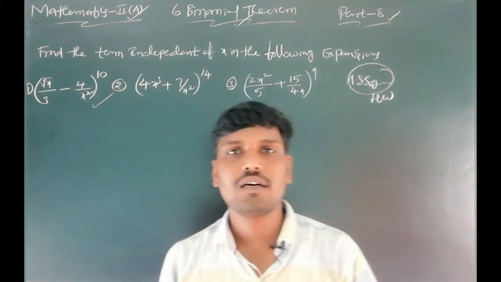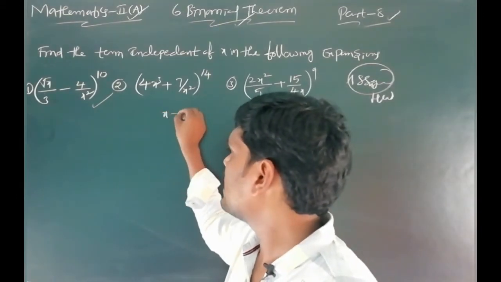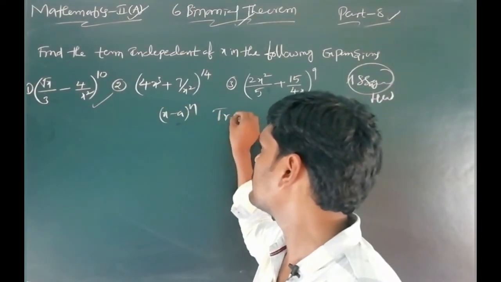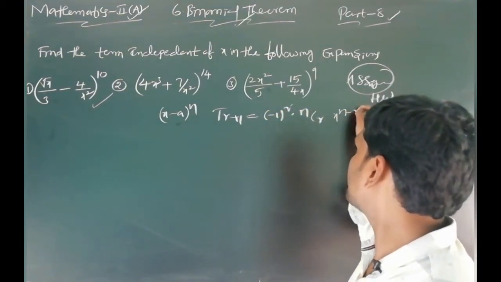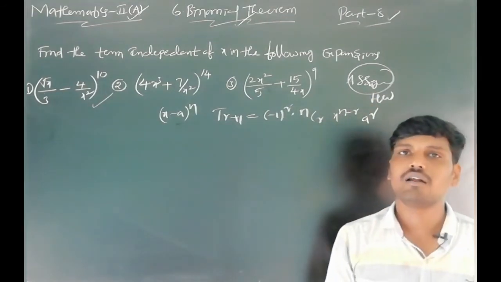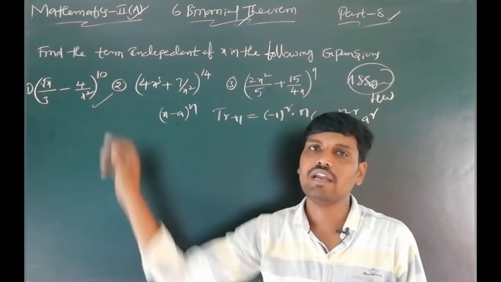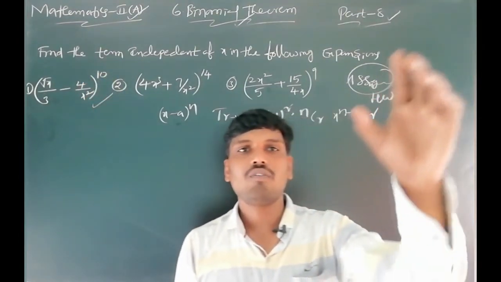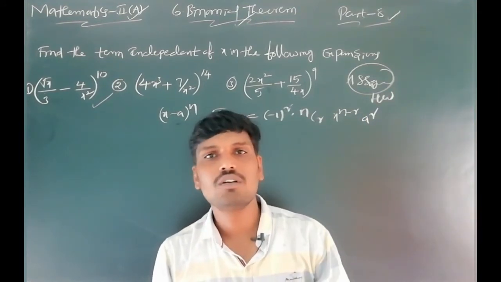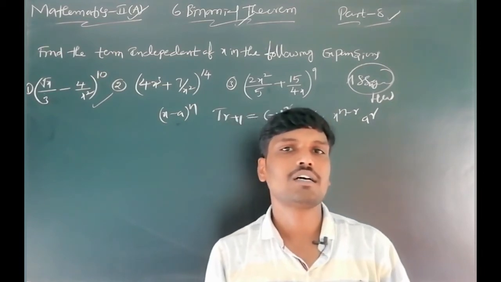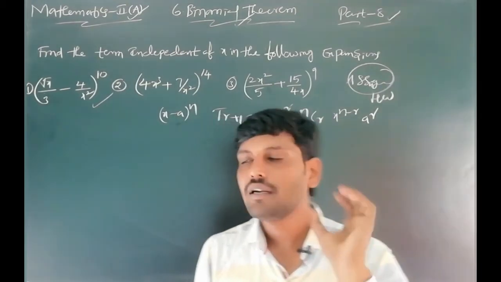You can write the general term. In the expansion of (x minus a) whole power n, the general term is minus 1 whole power r, nCr, x power n minus r, a power r. This is the general term. In the general term, you can write the x value, a value and n value. Then put the power of x equal to 0 and you get the r value. Substitute that r value in the general term and you get a constant term. That constant term is called the independent term.